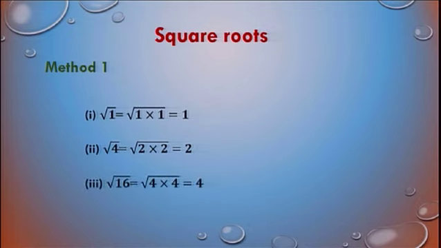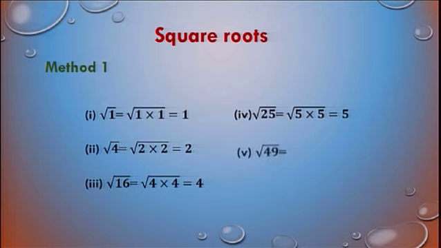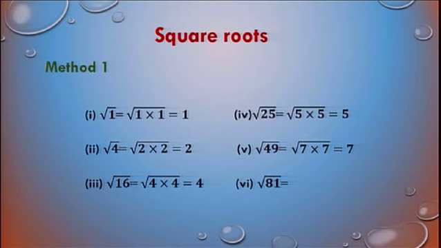For square root of 16, the pair of numbers is 4. Square root of 16 equals square root of 4 times 4, which is equal to 4. Similarly, for square root of 25, it is square root of 5 times 5, equal to 5. Now tell me square root of 49. Yes, it is square root of 7 times 7, equal to 7. Square root of 81, can you guess? Yes, it is square root of 9 times 9, equal to 9.